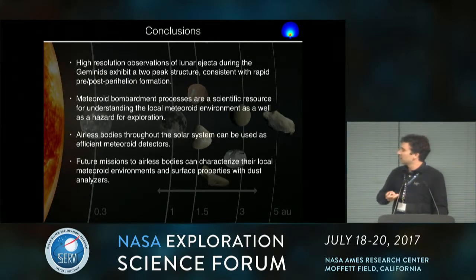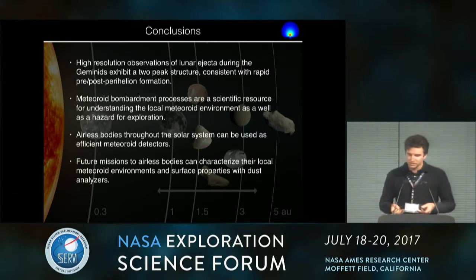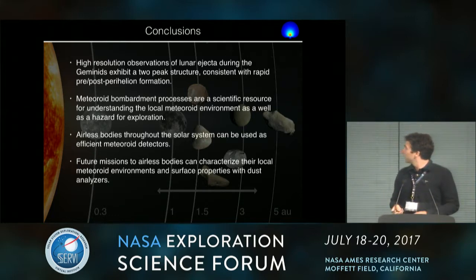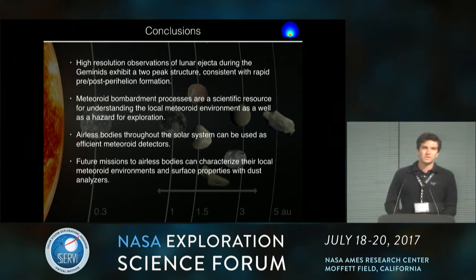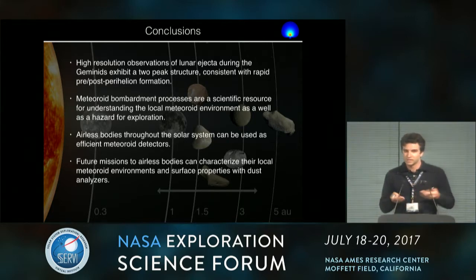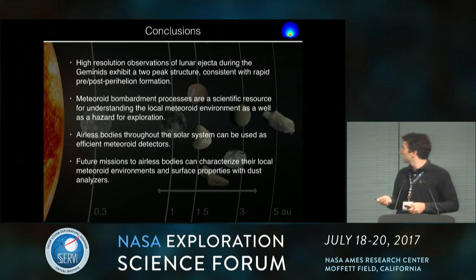So in conclusion, we have gotten very high resolution observations of lunar ejecta during the Geminids meteoroid shower, which possibly informs us on the formation of the parent body and of the stream. These meteoroid processes are both a scientific resource for the meteoroid environment in general and for hazards, because if you have astronauts exploring on Phobos and Deimos, you need to know when they need to hide if it's going to rain more rocks that day.